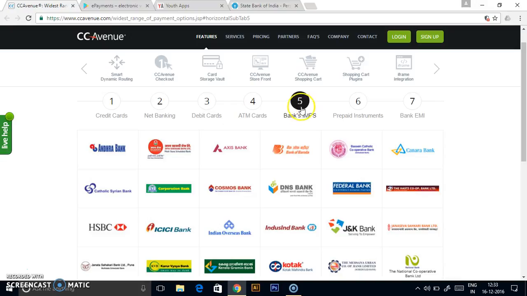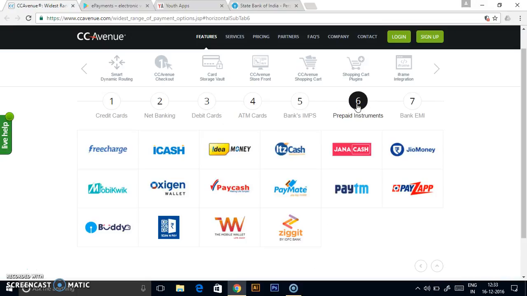Now, the most important and interesting part, which is your prepaid instrument. Recently you saw a lot of companies popping up, a lot of advertisements on TV. Freecharge, JioMoney, Buddy, MobiKwik, Paytm, right? These are the companies that have evolved recently as part of this digital evolution in India.